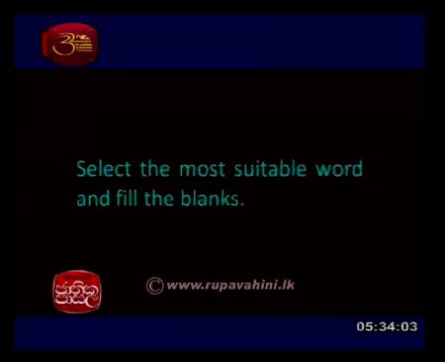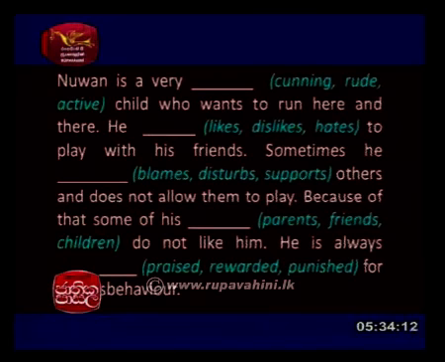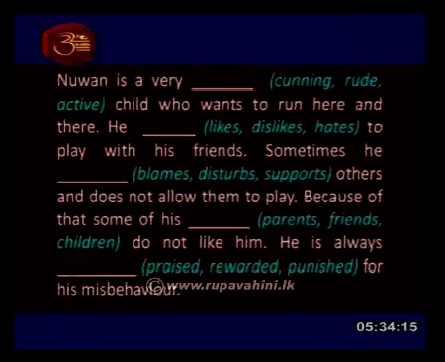Select the most suitable word and fill the blanks. Nuan is a very blank, cunning, rude, active child who wants to run here and there. He blank, likes, dislikes, hates to play with his friends. Sometimes he blank, blames, disturbs, supports others and does not allow them to play. Because of that, some of his blank, parents, friends, children do not like him. He is always blank, praised, rewarded, punished for his misbehavior.